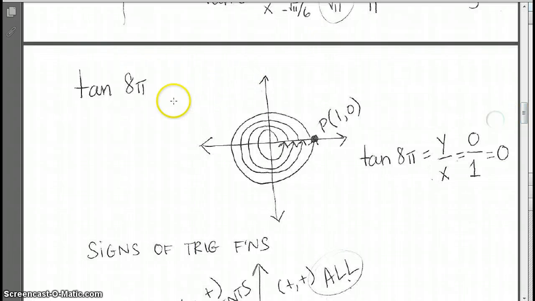And we don't have to just have thetas that are less than 360 or 2 pi. We can look at taking, like, the tangent of 8 pi, so that when I do this, I'm actually traveling the circle. I started here and went 2 pi, and then another 4, another 6, and then finally 8, and I get this final point where I'm sitting on the x-axis at (1, 0), so the tangent at 8 pi is also 0 because again, y over x.